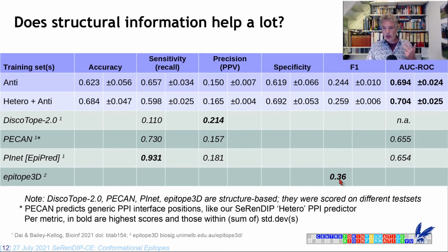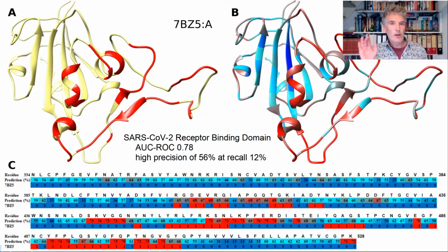So the difference, I must say, between the sequence-based and the structure-based methods here is not as big as it might have been. So either there's still a lot of performance to be gained in the structure-based methods, or maybe epitope regions are relatively easy to predict from sequence. I think this is still open for discussion.